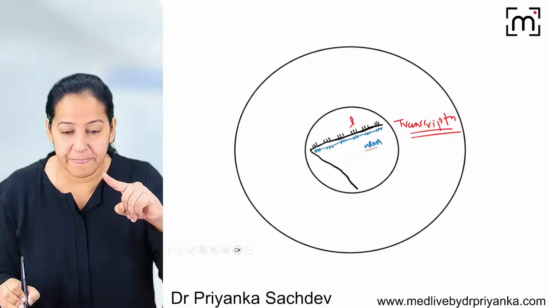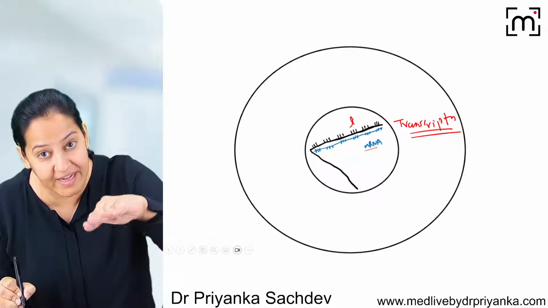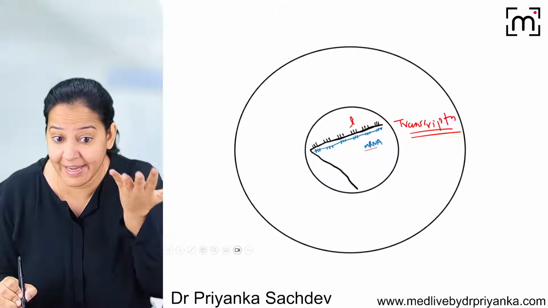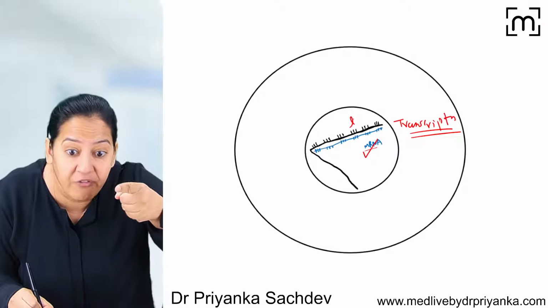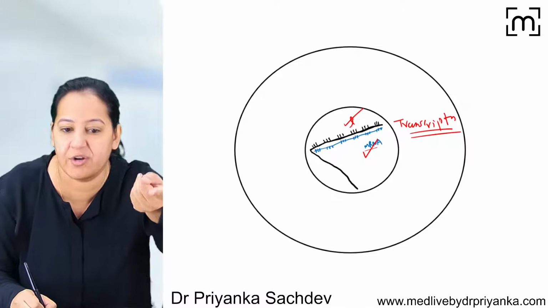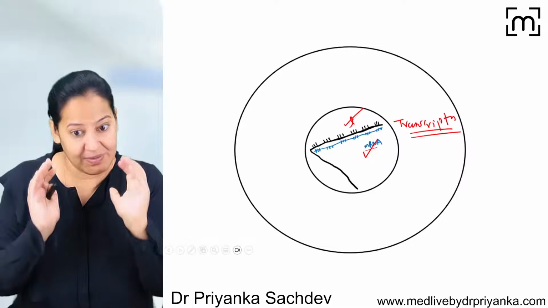What is transcription? Transcription is formation of mRNA from DNA. What does transcription say? It is formation of mRNA from DNA, from one of the strands of DNA, the complementary mRNA. It takes place in the nucleus.